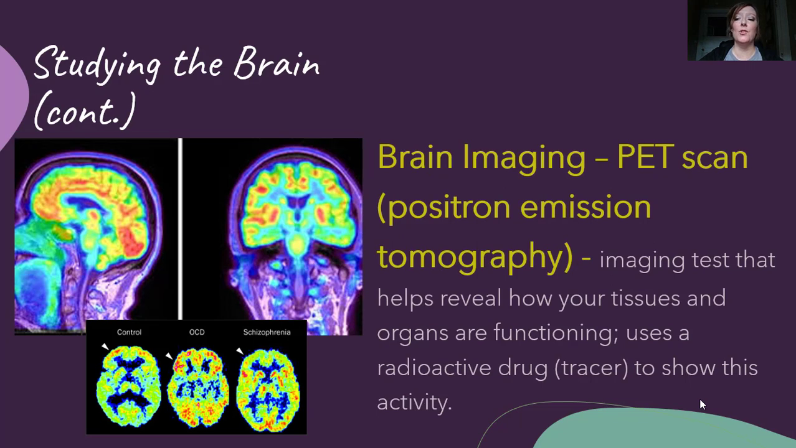We can study the brain using PET scans. A PET scan stands for positron emission tomography. So in this type of scan, it is an imaging test that helps reveal how your tissue and organs are functioning. It's basically looking to see how your brain, if we're talking about the brain, is using up glucose. So it's going to use a radioactive drug that's inserted into your bloodstream, and the different parts of the brain that are using glucose or blood the most are going to light up more than others, and it's going to show your brain's activity.